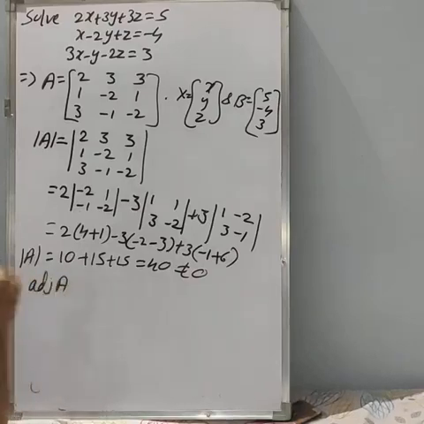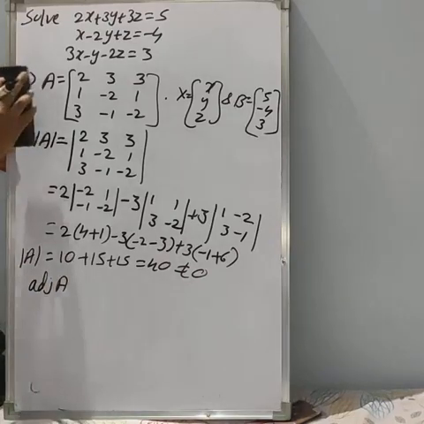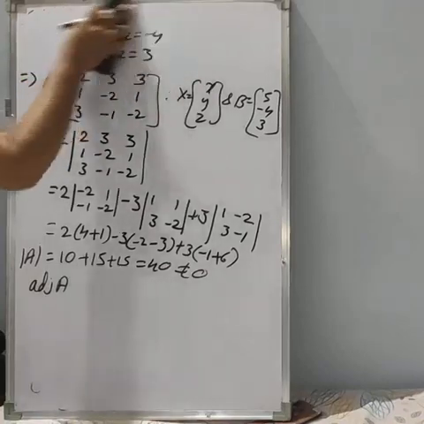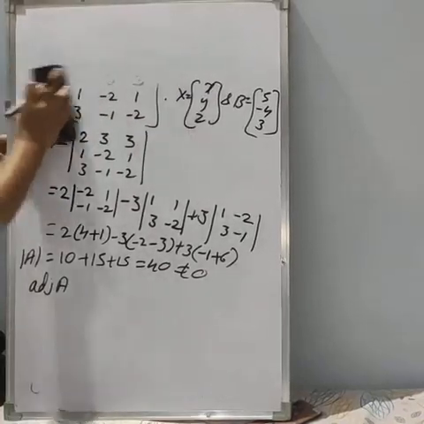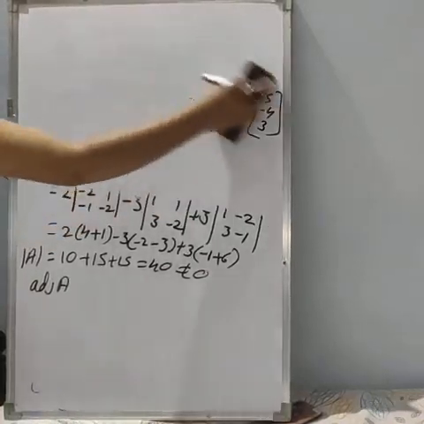Adjoint of it. And if your matrix is of order 3, then how to find the adjoint of A? Okay. So please listen carefully. I will explain this. This is very important. How to find the adjoint of A.